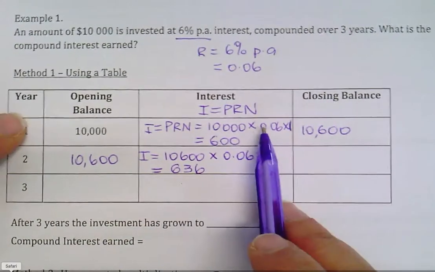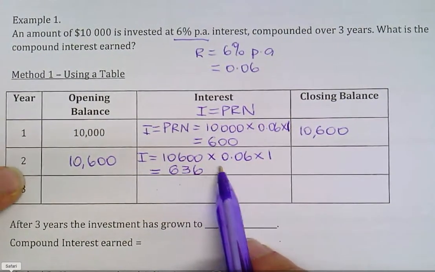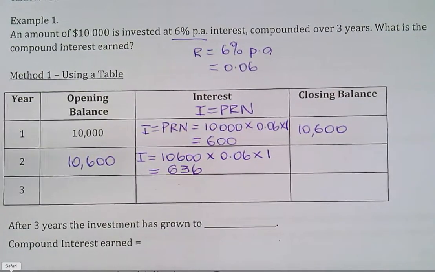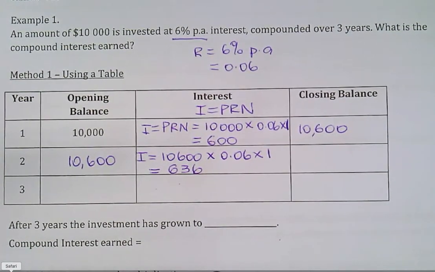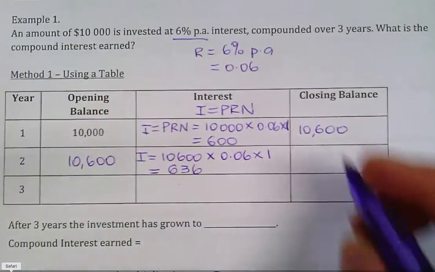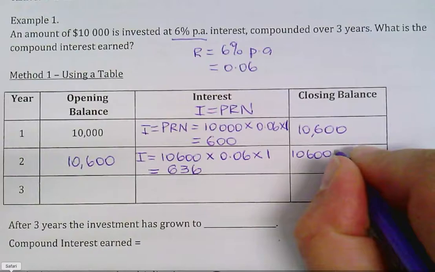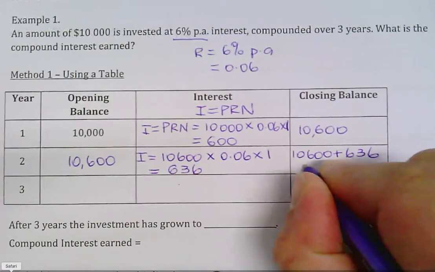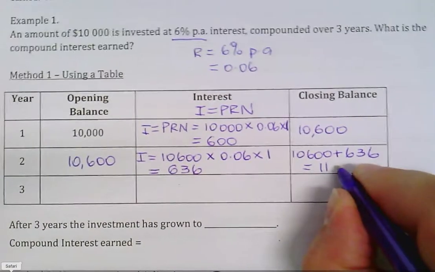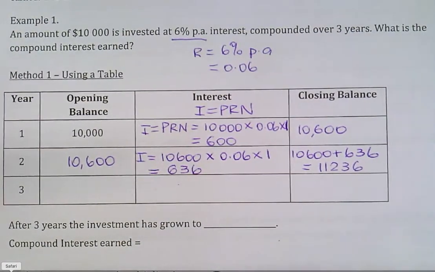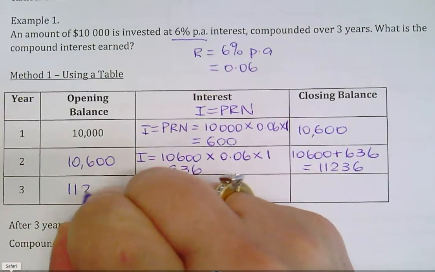Do you notice that I'm getting more interest in the second year than the first? $600 interest is earned in the first year, $636 is earned in the second year. Do you know why? Because it was earned on a bigger amount of money. So what's my closing balance? It's 10,600 plus the 636, which is $11,236.